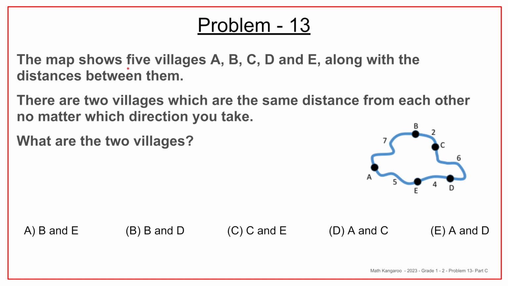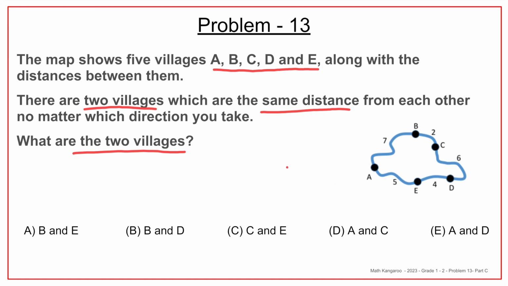The map shows 5 villages A, B, C, D, and E, along with the distances between them. There are 2 villages which are the same distance from each other, no matter which direction you take. What are the 2 villages? So we have to find the distance between 2 villages and they should be the same distance. This is our route and these are our villages.